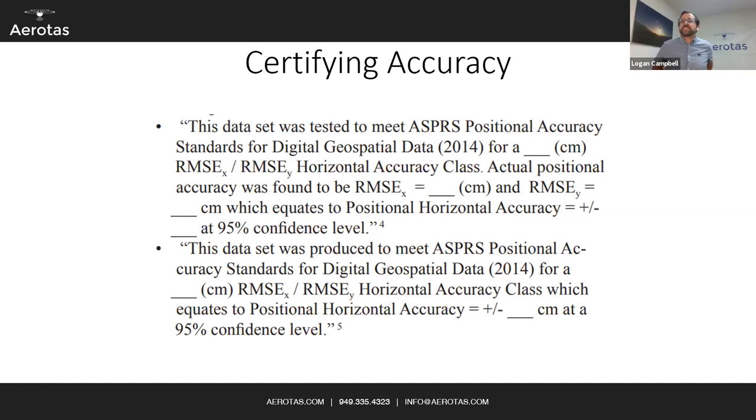The produced to meet statement is more about having a known methodology and workflow, like I've been going through before, where you follow that workflow, you've done it and tested it before, and so you can reliably say that it was produced with the goal of meeting this exact accuracy standard, but has not yet been tested for that standard.